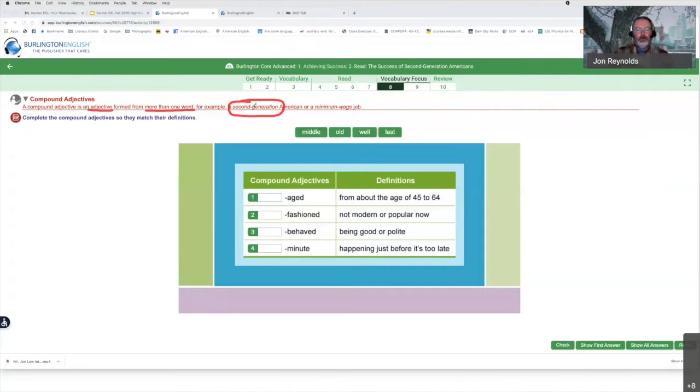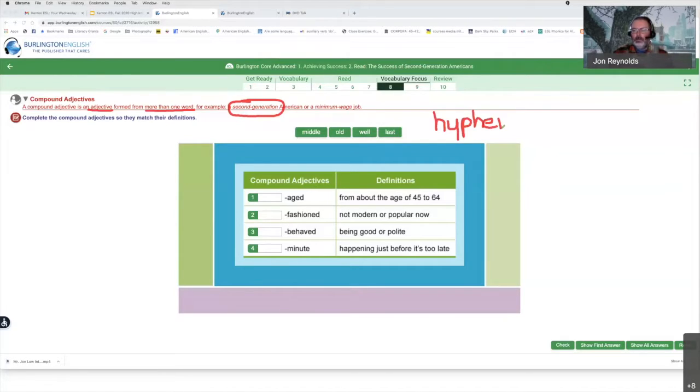Anybody know what this is called, by the way? This little line in the middle. Anybody know what this is called? Hyphen. Congratulations. So a hyphen. So many of these words we often call hyphenated because they use this hyphen to combine them together.